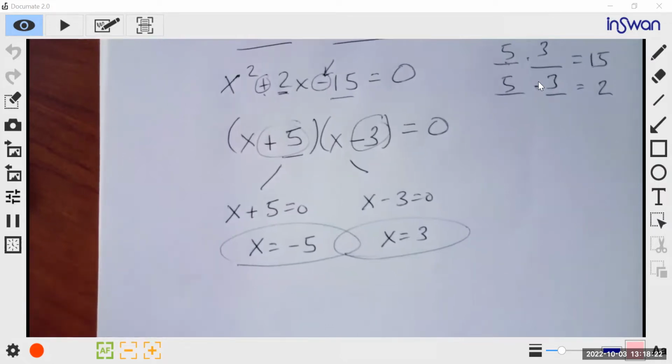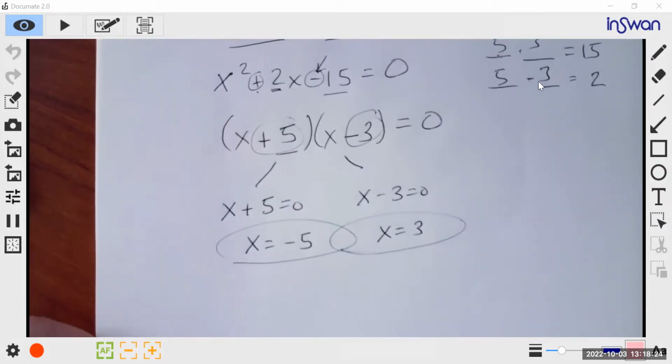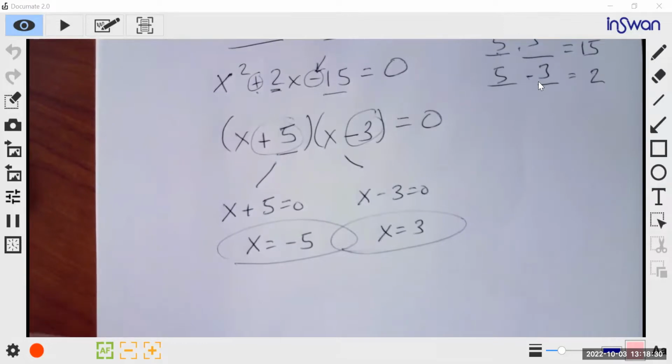Didn't we talk about the axis of symmetry last time? Symmetry, not cemetery. Okay.